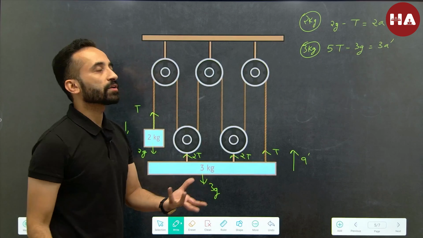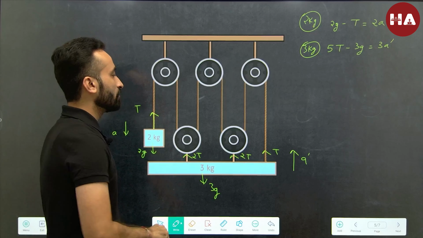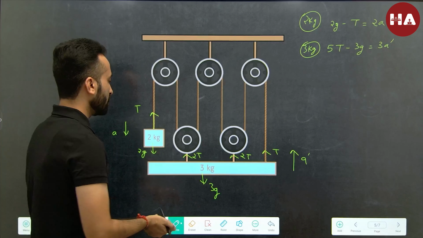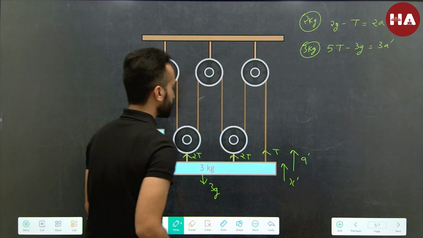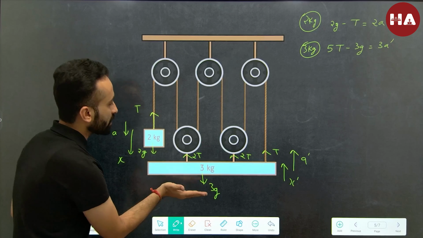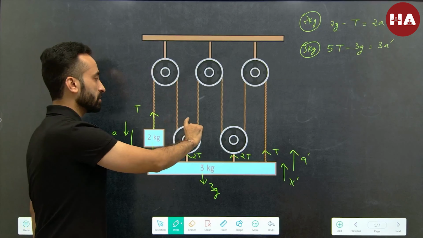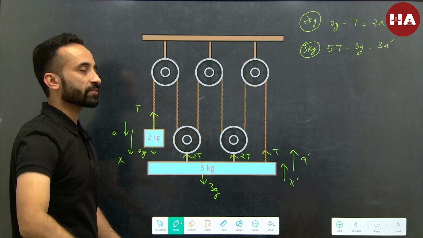Okay, and now we want a relation between A and A dash. Again, two ways of doing it. First is constraint and second is the virtual work method. Let's quickly do that. Let's assume that this moves upwards by x dash. At the same time this moves downward by x. So when it moves upwards by x dash, length reduces by x dash, x dash, x dash, x dash and x dash. So 5 times x dash.